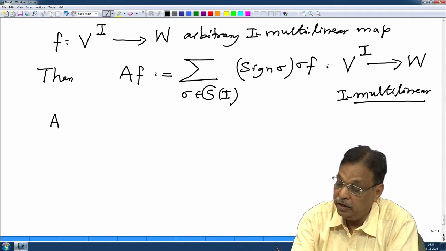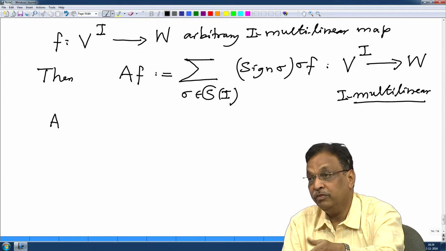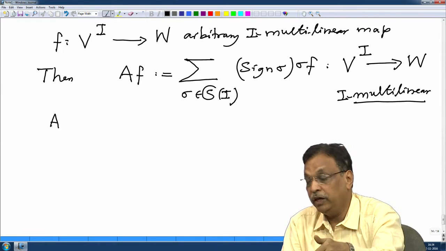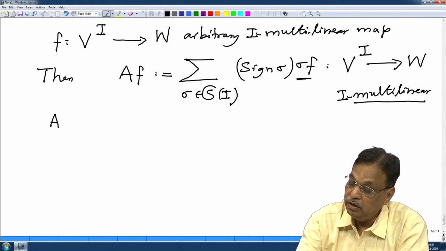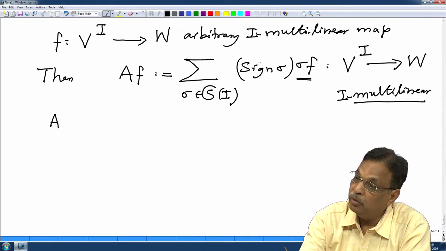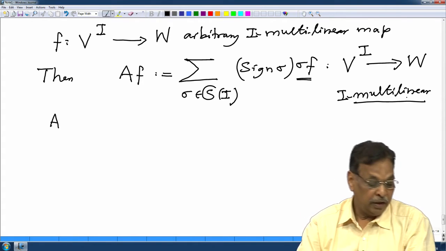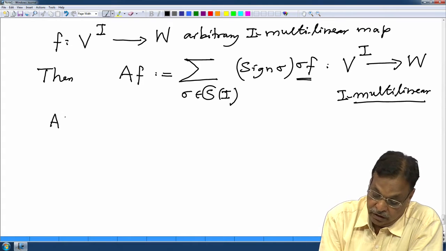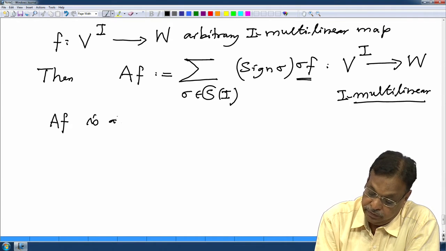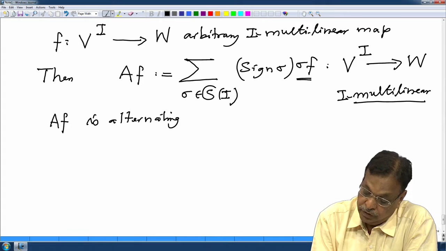because we have checked that i multilinear maps form a subspace. That means if I take different multilinear maps and add them with some scalars, then I also get a multilinear map. So this is a finite sum, these are multilinear, these are some scalars, 1 or minus 1, and therefore this sum is definitely i multilinear. I want to check that Af is alternating.